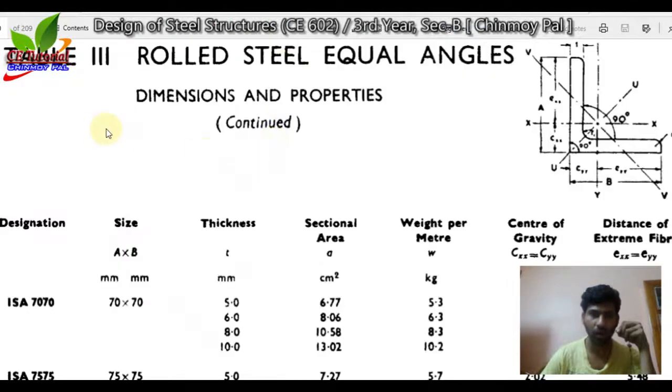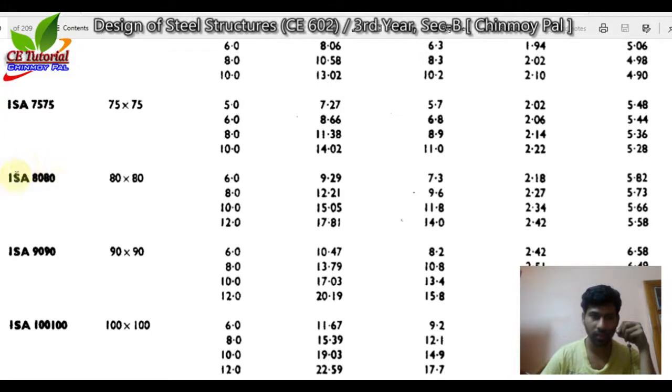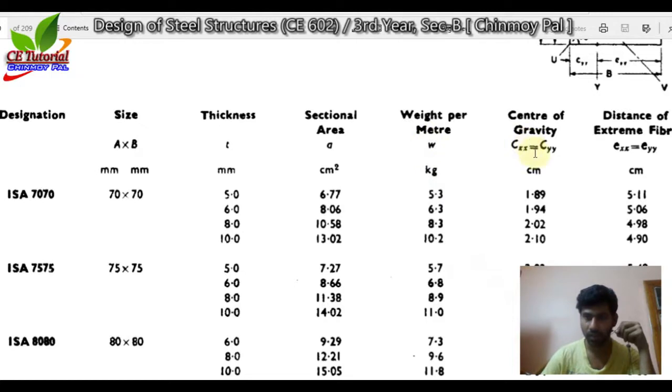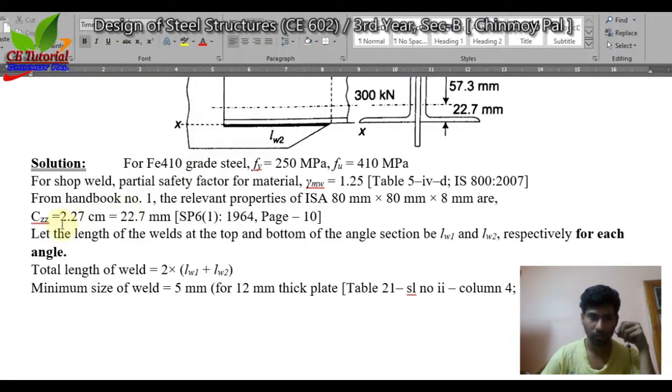Go to handbook. This is rolled steel equal angle section. Equal angle means this length and this length should be same, or 80-80. So ISA 80-80, this is the section and thickness is 8. Okay, for this section CZZ is, sorry, CZZ is this line, this column, 2.27. So 2.27 centimeter, that means 22.7 millimeter.